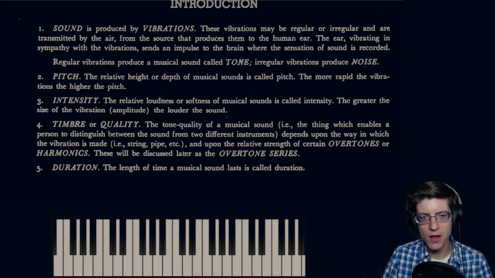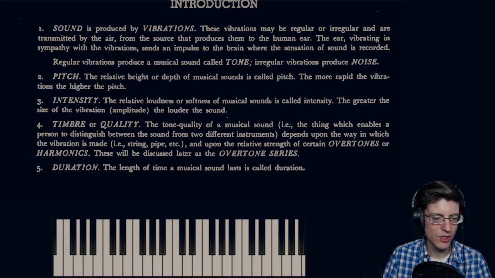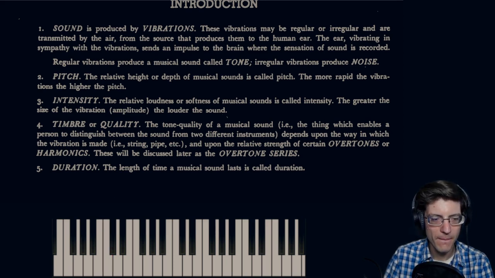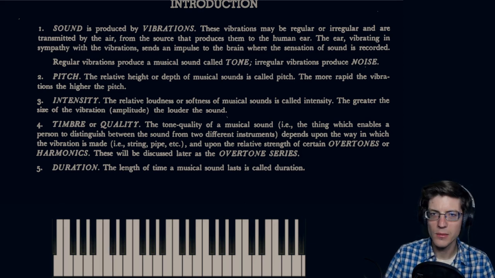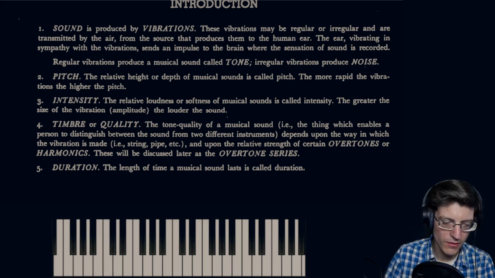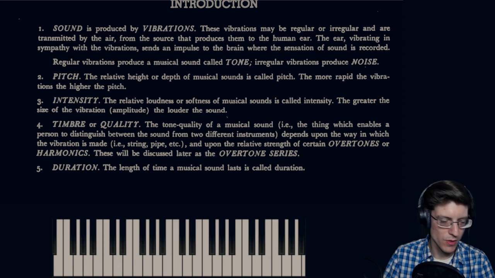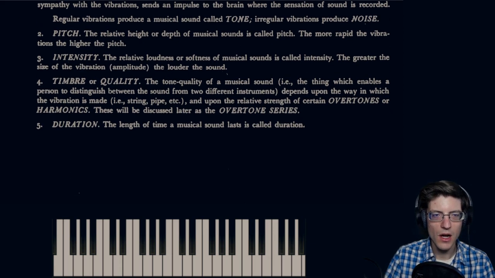Number 3, intensity. The relative intensity or softness of musical sound is called intensity. The greater the size of the vibration, amplitude, the louder the sound. So if I'm playing on the piano now, and if I play really softly, that would be a low intensity. High intensity, low intensity. So you can kind of hear a difference. So there's your intensity.